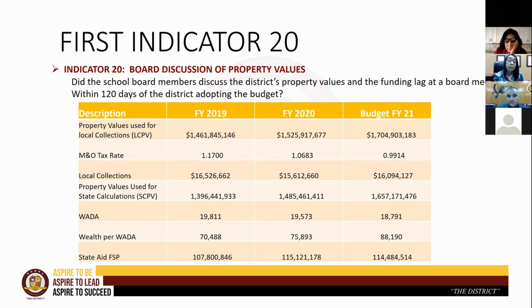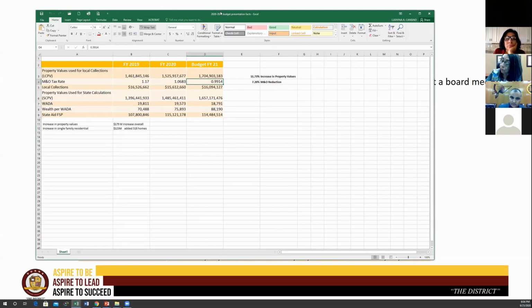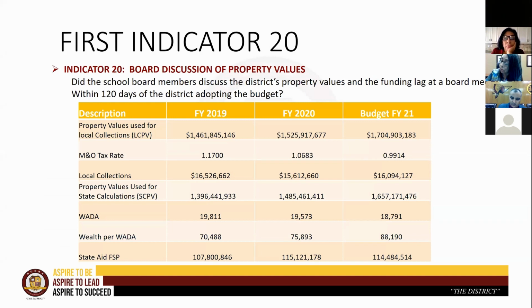So here I'm giving you the past two fiscal years and then our proposed budget year, and the property values as presented by the Hidalgo County Appraisal District. You have there for fiscal year 19, it's at almost 1.5 billion. Fiscal year 20, it is a little over $1.5 billion, and then look at our year. Fiscal year 21 at a little over $1.7 billion. So you see there the increase that we had. It is an increase of 11.73% compared to fiscal year 20.